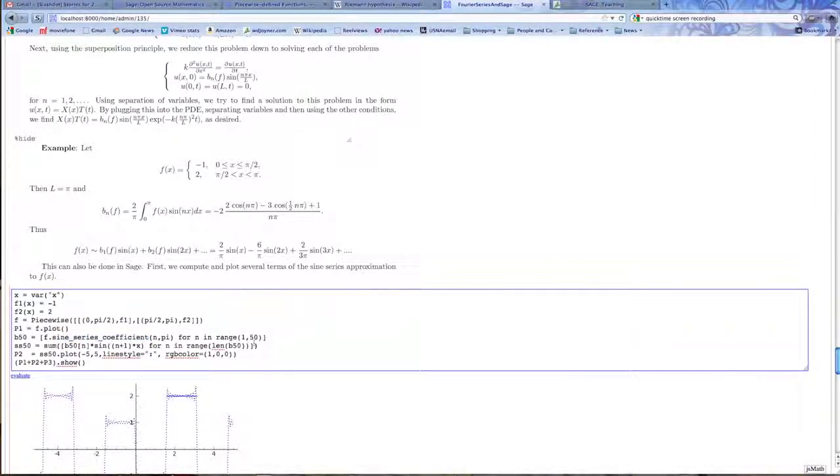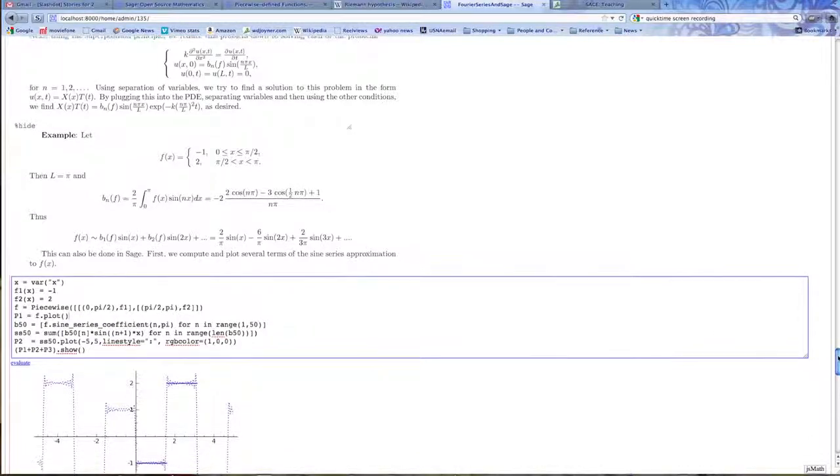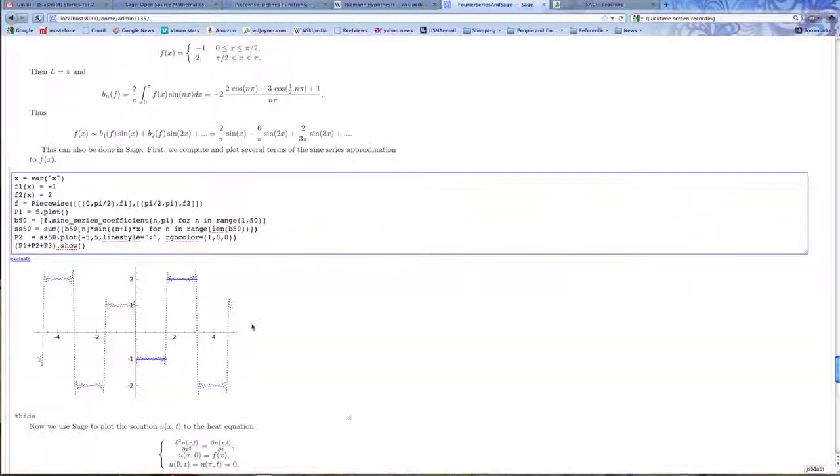And here what we've done is we've had SAGE compute the first 50 coefficients and then add them up and then plot them. So here's our function, f of x. That's the solid blue line. And then we plot this periodic sine series. It's a periodic function with period 2 pi. It goes from minus pi to pi. There's the period right here. Minus pi starts here, pi goes to here. So that's our period.